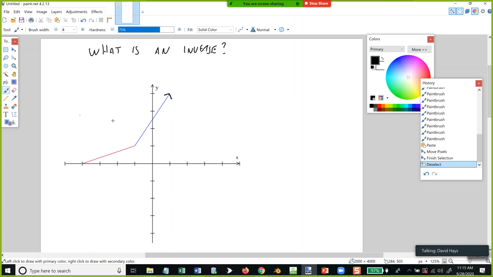Okay, so this is our original function. This is f, and it's got a point here. That point would be -4, 0. It's got a point here, which would be -1, 1. And it's got a point right here, which would be 1, 4.